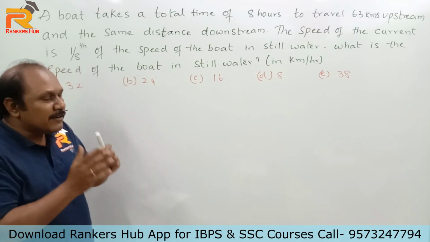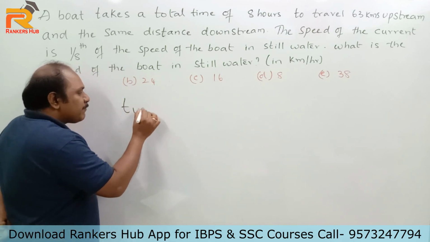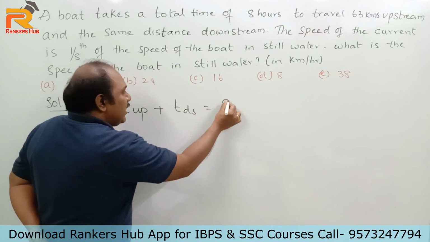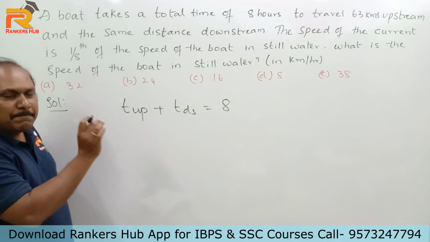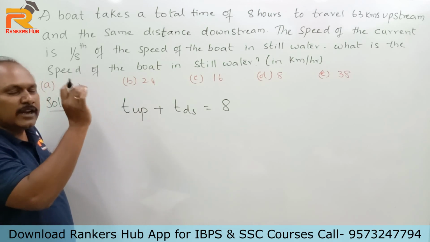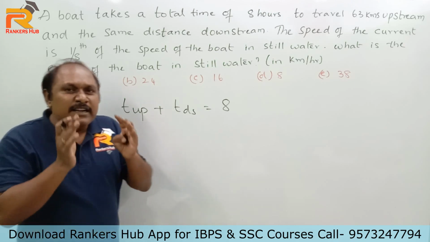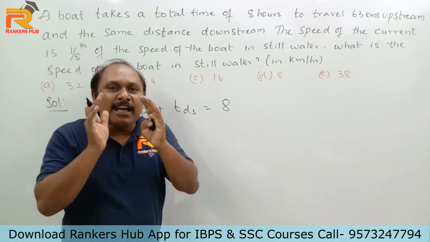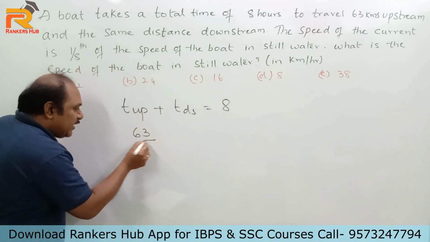Now, what is given? First of all, let us write down. Time taken to travel upstream plus time taken to travel downstream is totally 8 hours. Don't get panicked, it's very simple. Write down this first. Now this is time. We know that time is nothing but distance by speed. What is the distance traveled upstream? It is 63 kilometers. So 63 by.